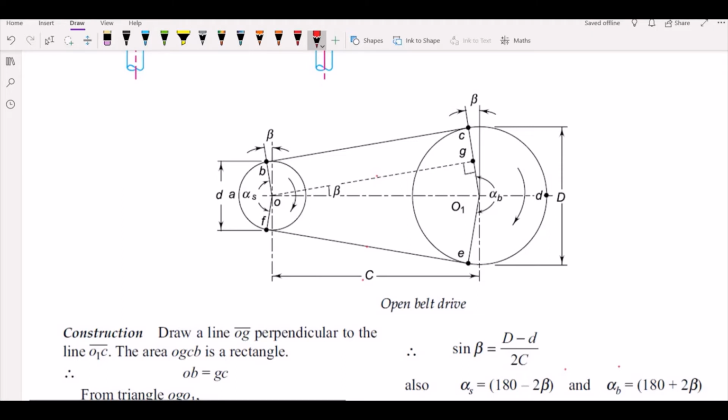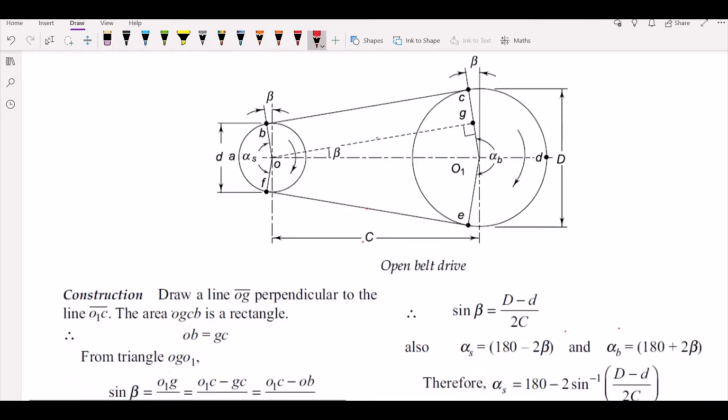So here what is O1G? O1G is nothing but O1C minus GO. This from here to here is nothing but till here minus the remaining part, that gives me O1G. Okay, so from here if I calculate the O1G and substitute, then I'll get the value of sine beta.